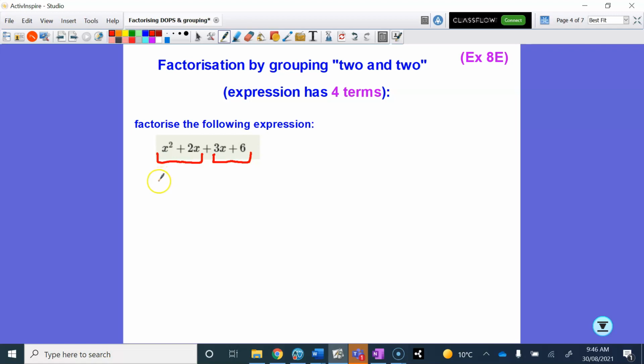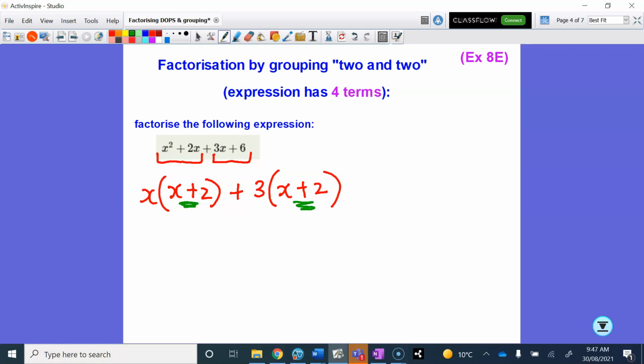Okay, so the first one you can see hopefully if I take out an x from that first set of terms, I can rewrite it like that. And then if I took out a highest common factor of 3 in the second 2 terms, something kind of nice happens. So you'll see there that by taking out a factor of the first two terms and then taking out a factor of the second two terms, I've ended up getting an x plus 2 in both brackets.